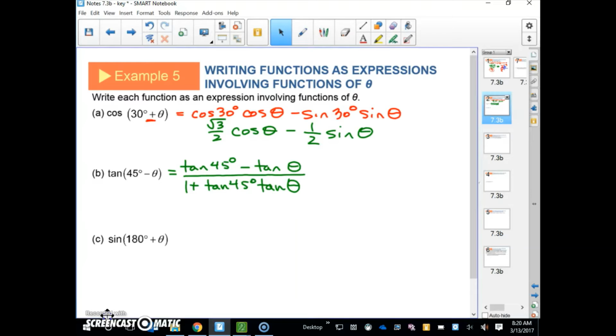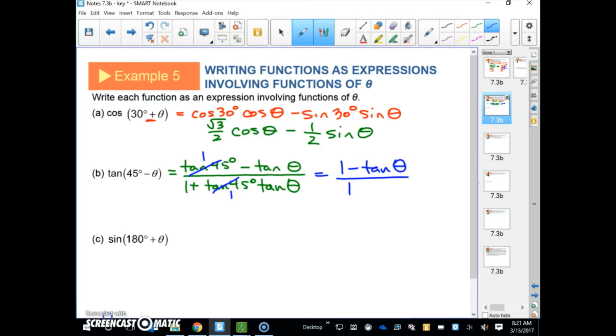Tangent 45, we should know how to do this. Tangent 45 is what? 1, right? Square root of 2 over 2 divided by itself is 1. So that's going to be a 1 and a 1 right there. Okay? So we are looking at 1 minus tangent theta over 1 plus 1 times tangent theta, or just tangent theta. And that's all we can do right there. Give me those all day. I would love to do a worksheet full of those kinds of problems because there's not a whole lot to it. Just find the pattern and do what it says.